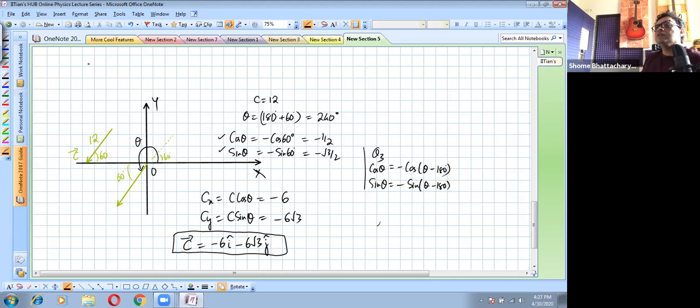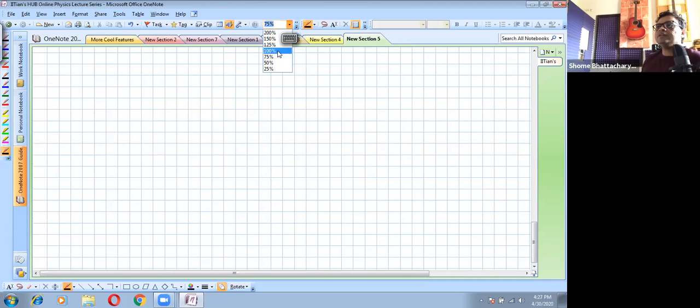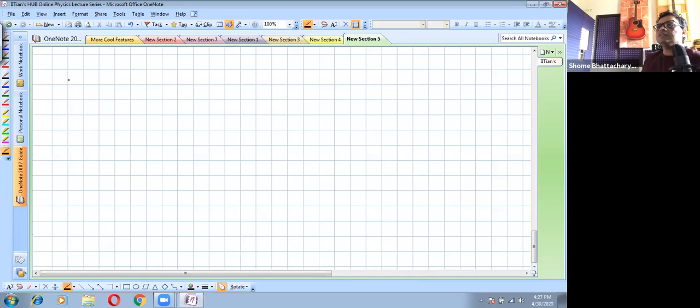Now what we have done over here, this is called resolution of a vector, in this case vector C, into its components. In this case, it is the xy components. So Cx and Cy, that thing. So if you hear the term resolution, you understand what it means. Okay. Now let's look at an example of the other type also, where it is the reverse thing.